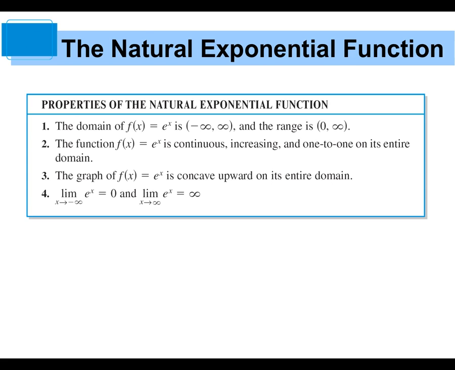The domain of e to the x is negative infinity to infinity. You could tell that from the graph. It goes all the way to the left, all the way to the right. It goes up when you're going to the right. It has a range of 0 to infinity. It's asymptotic to the x-axis, meaning it gets closer and closer, but never touches the x-axis. That's why this is a parenthesis and not a bracket. Can't be 0.